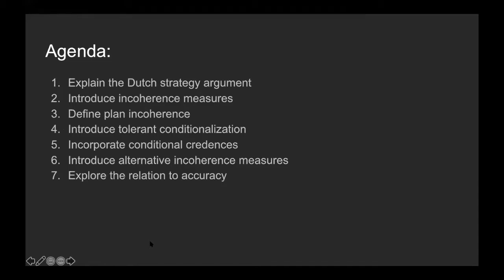Okay, so here's what I'm going to do. I'm going to start out by briefly explaining the Dutch strategy argument for conditionalization. Then I'm going to introduce some incoherence measures that Glauber and I have worked on in previous work. Then I'm going to define a new kind of incoherence that we call plan incoherence. And with plan incoherence, we can introduce a generalization of conditionalization that we call tolerant conditionalization. Then I'm going to introduce conditional credences into the framework, which we initially leave out to make it simpler. And then later I'm going to tell you a little bit about how you can use alternative incoherence measures to define this property that we're interested in. And I'm also going to explain how this all relates to accuracy considerations, because of course that's the other big type of argument that people put forth to support conditionalization for coherent agents. All right, let's do it.